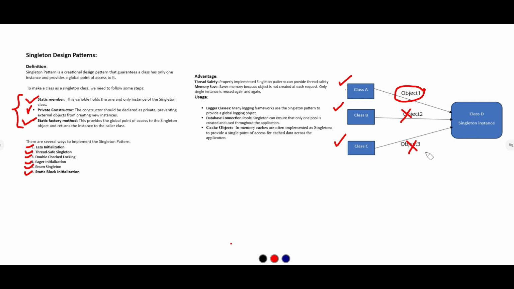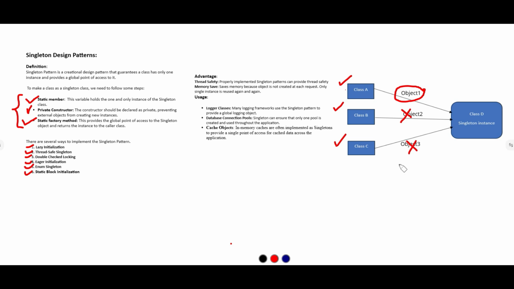The second thing is that if you create only one object and that object is accessible throughout your application, all other classes can access that object. Then you don't need to create multiple objects. If we are not creating multiple objects for a single class, it will increase the performance of your application.